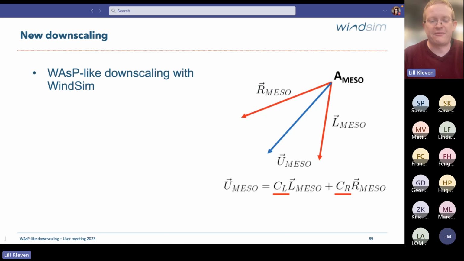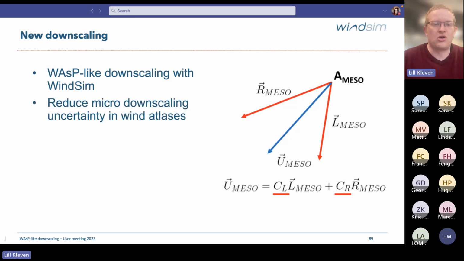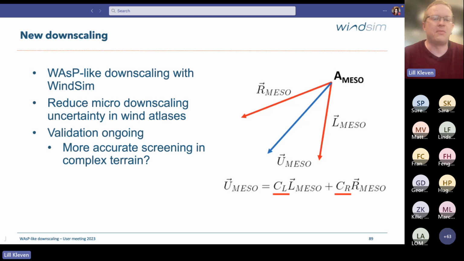So we have introduced this new WASP-like downscaling technique, and this is not yet available in WinSim, unfortunately. We might include it in future versions of the accelerator, but now if you want to do screening using this technique, you can reach out to us and we will do it for you as a consulting project. And the goal is to reduce the micro downscaling uncertainty in the Wind Atlas procedure.